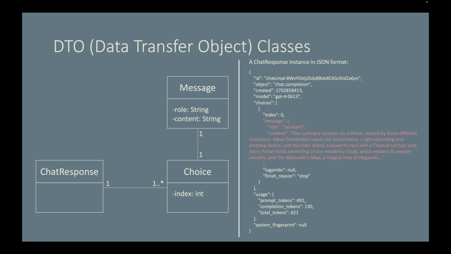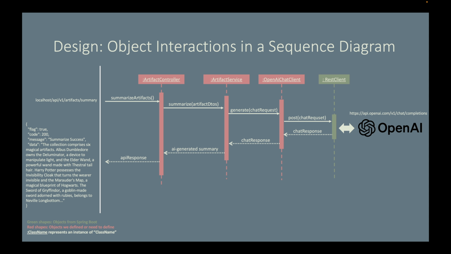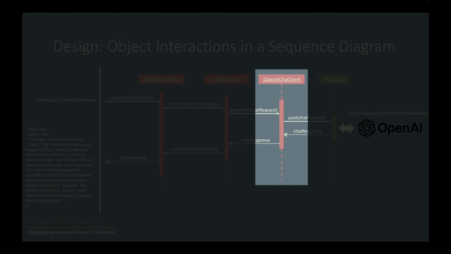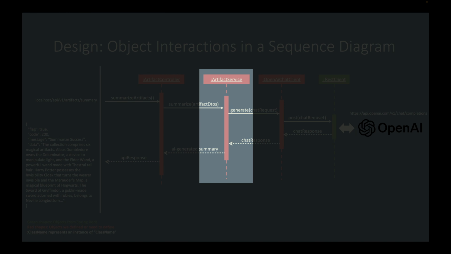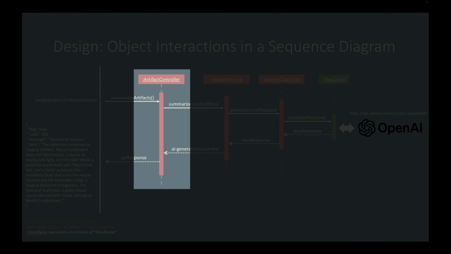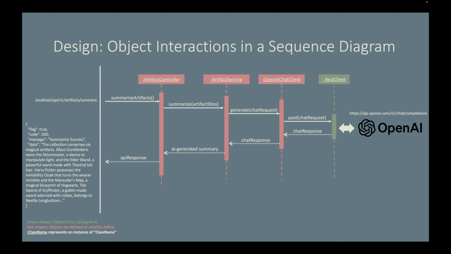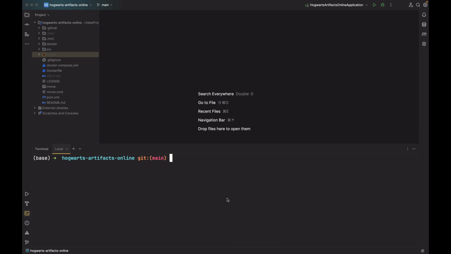All right, we'll first define those classes in our Spring Boot application. Let's come back to the sequence diagram. After defining those DTOs, we will first implement the OpenAI ChatClient, then ArtifactService, finally ArtifactController. All right, our roadmap is clear. Let's go to IntelliJ and do some coding. Let's create a new Git branch first. Artifact summarization.